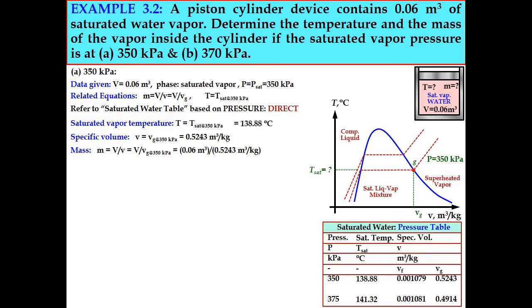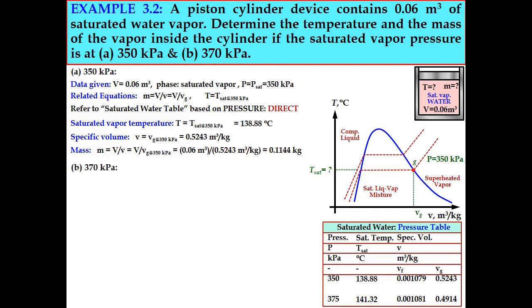Okay, manipulate the formula for the mass, so we can obtain the total mass for the saturated water vapor in this example. So M equal to the total volume divided by the specific volume for the saturated water vapor, which is equal to 0.06 divided by 0.5243. So we'll get mass equal to 0.1144 kilogram. Okay, so we have answered the temperature and also the mass of the vapor inside the cylinder.